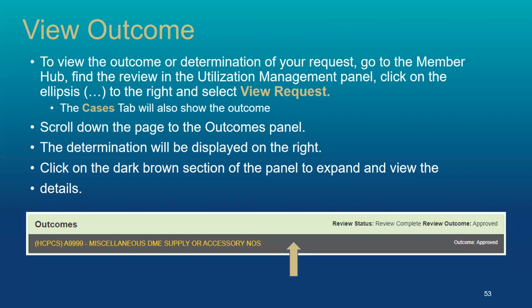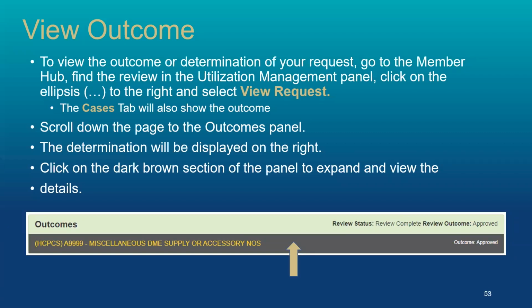Okay. So to view the outcome or the determination of your request, you can go to the member hub. You can find the case in the utilization management panel. You can click on that ellipsis to view the request and go into the case. Again, the cases tab will also show you that outcome, and then you can click on the link and it'll take you right into the case. But if you're going in through the utilization management panel in the member hub and you view the request, once you get in there, you'll scroll down.